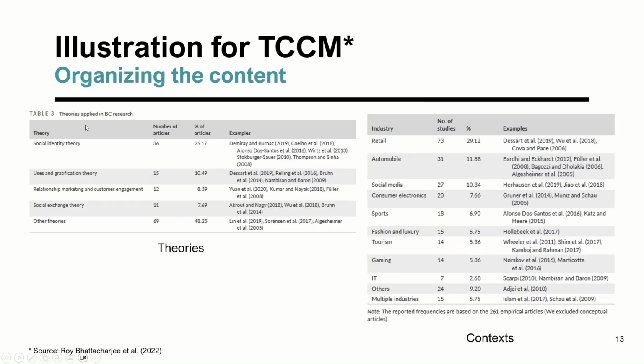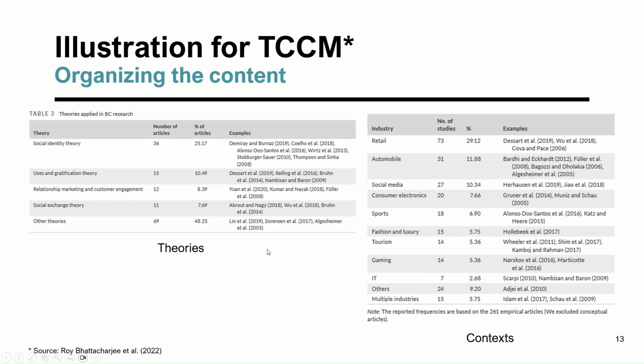And like we said, it's important that you encapsulate and organize what you found. For example, in this article that you see, table 3, what are the theories that have been used? There are 36 articles that actually use social identity theory. There are 15 of them which use uses and gratification theory. What are the industries that these studies are focused on? There are several of them that are focused on retail, the context.